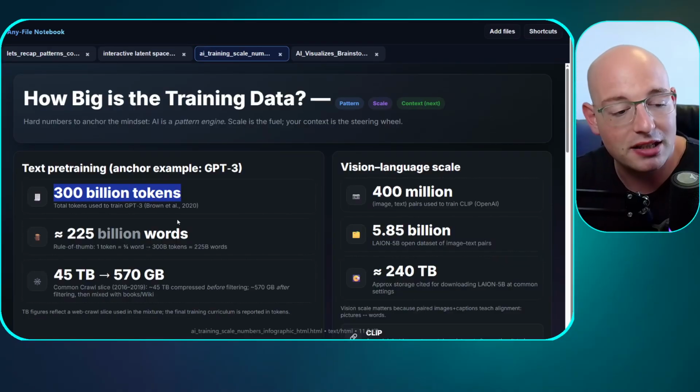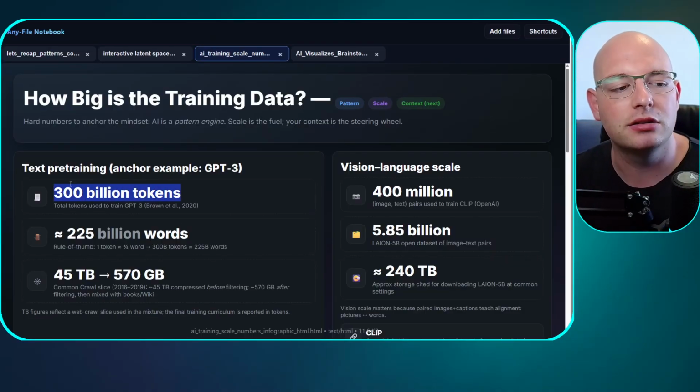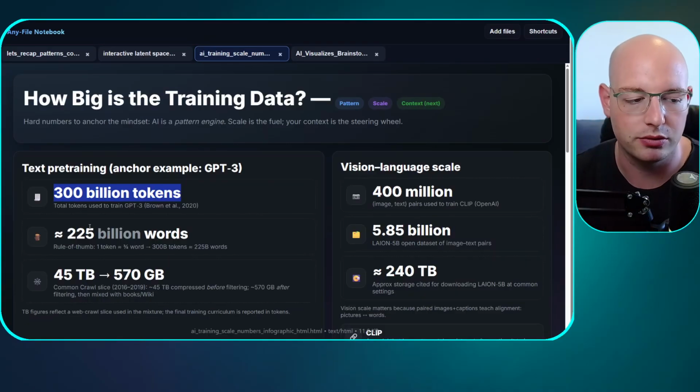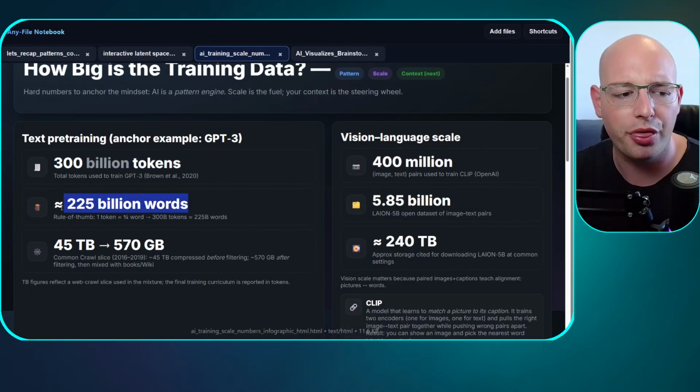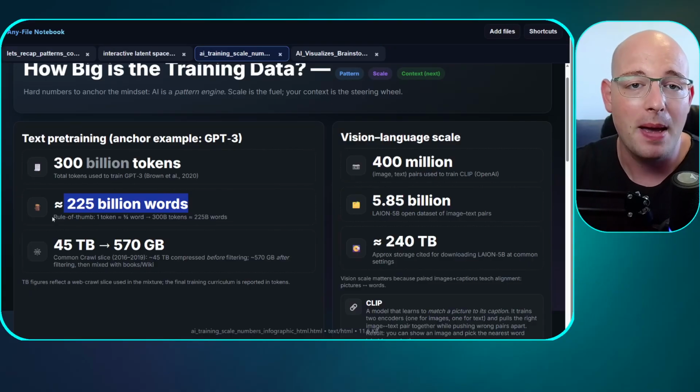GPT-3 was trained just from the internet on 300 billion tokens. We have a different video about tokens, but a good rule of thumb is that one token is 3/4 of a word, which means that GPT-3 was trained to find the patterns between 225 billion words.